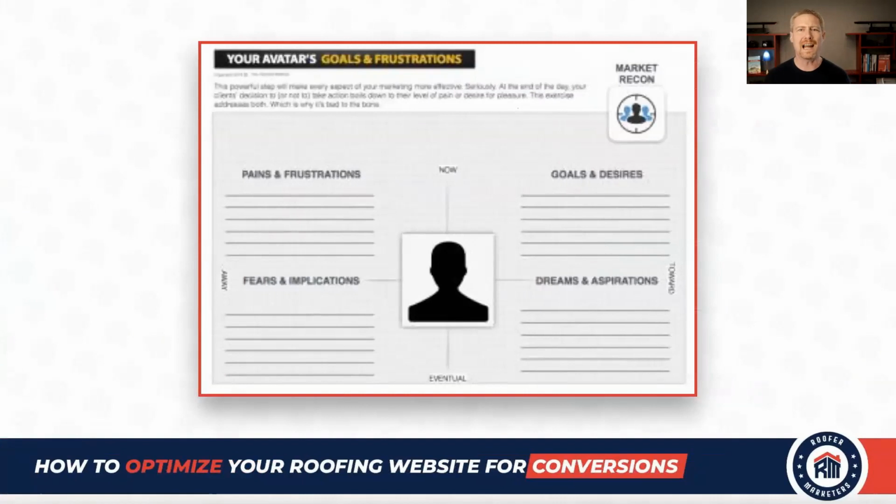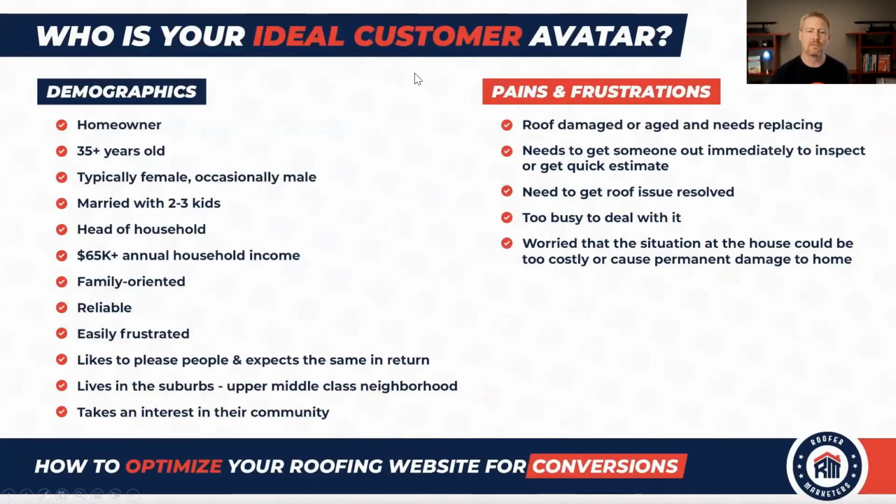We refer to that in marketing as a customer avatar. And in a customer avatar, we essentially create a person, right? An imaginary person. And we look at their pains and frustrations. We look at their goals and desires. We look at their fears and implications. We look at their dreams and aspirations in relation to your business. So when we do that, this is an example of a residential roofing customer avatar, right?